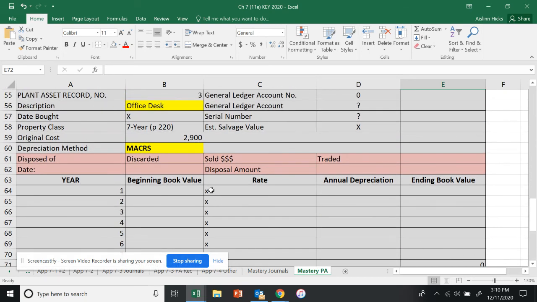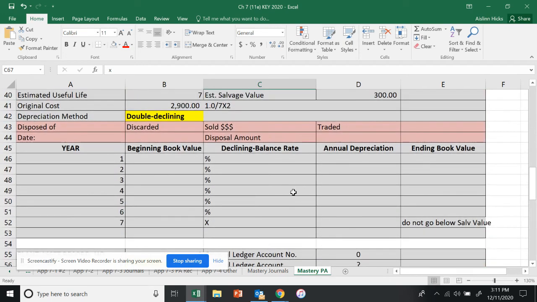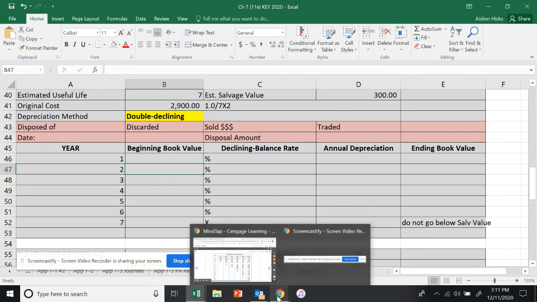Each time you're going to multiply the rate times 2,900. You don't change the value that you multiply the rate times. Up here, you take your ending book value, put it in beginning book value, and then multiply the new beginning book value times the rate. We'll talk about this a little bit on Tuesday, but I think you guys can do it.